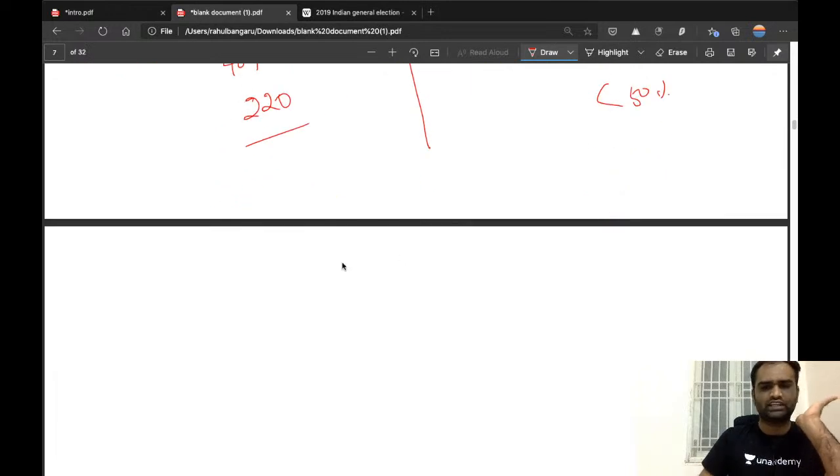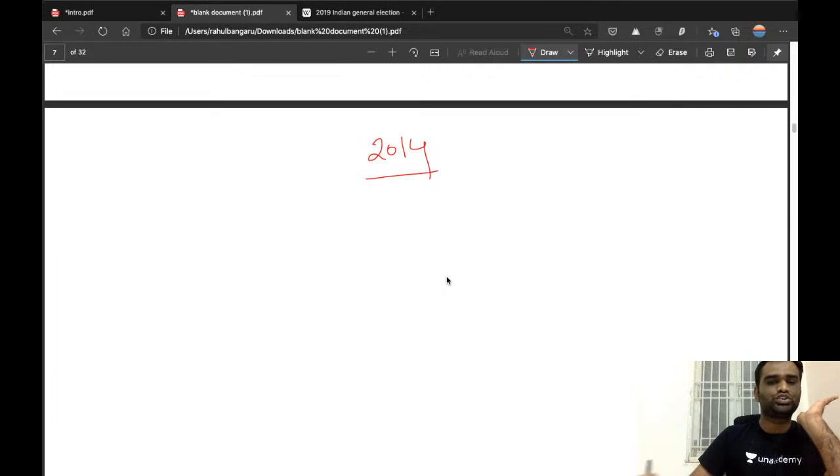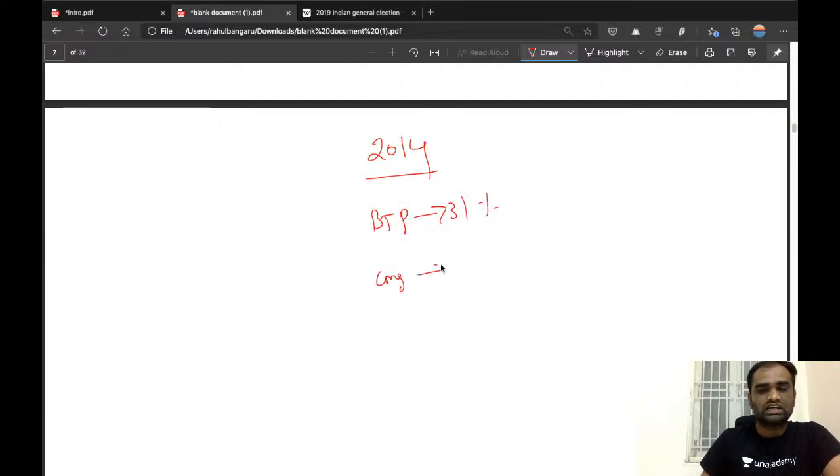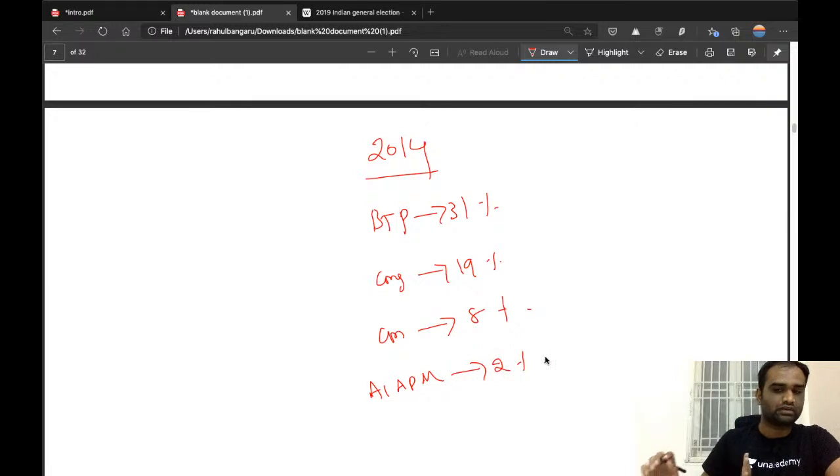Now in 2014 elections, we will compare. I will give you the vote share for 2014 elections. BJP got 31% vote share. Congress got 19% vote share. The Communist Party got around 8% of vote share. AIADMK got only 2% of vote share.